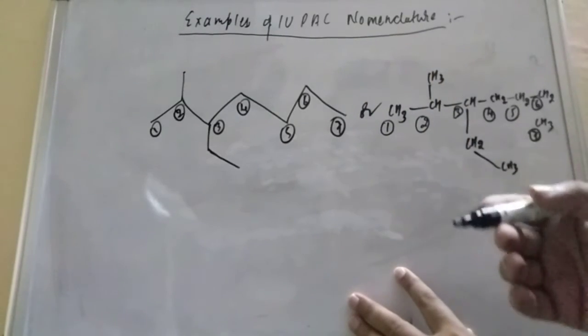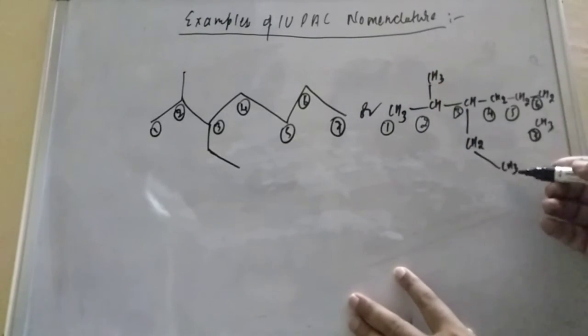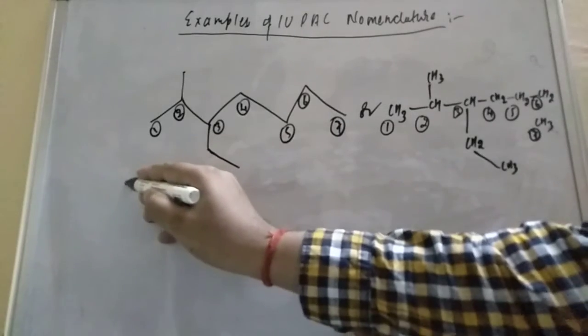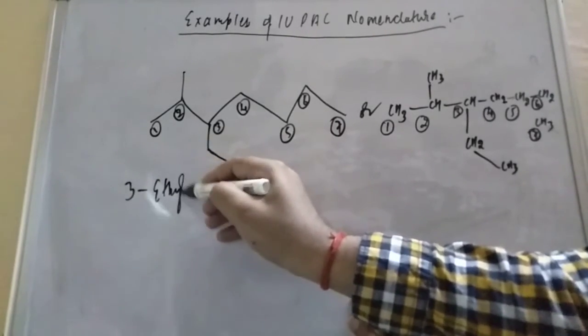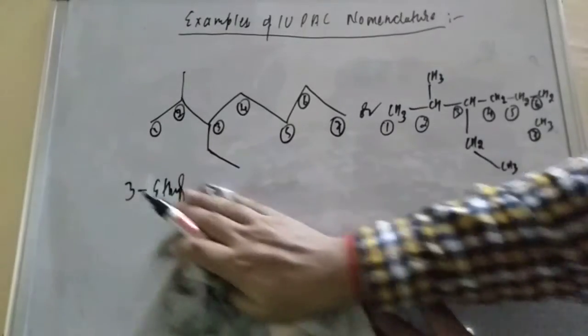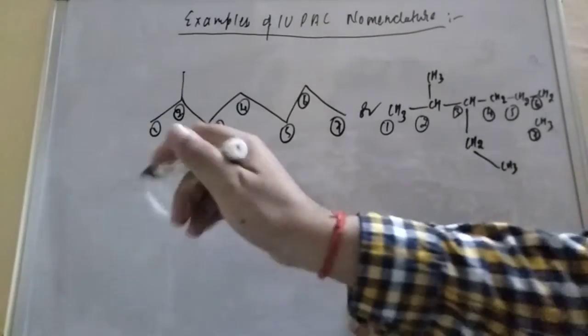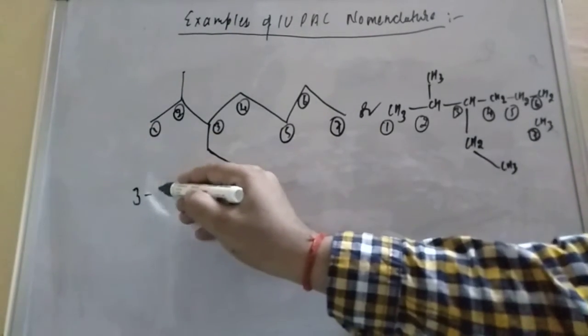Which one comes first alphabetically, student? M or E? E comes first. So we will write it at the third position. What is there, student? 3 ethyl. On the third position there is an ethyl group. So I am writing 3 ethyl.